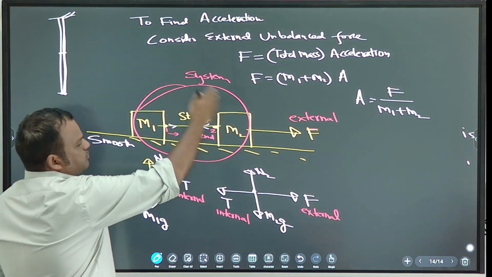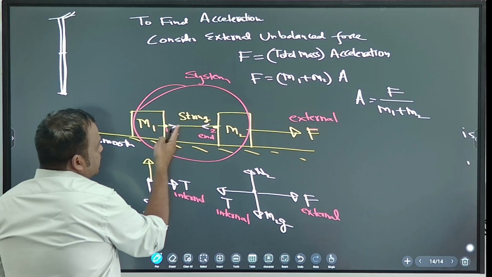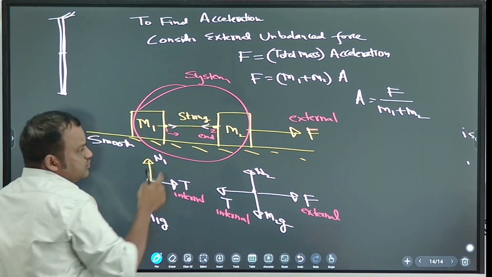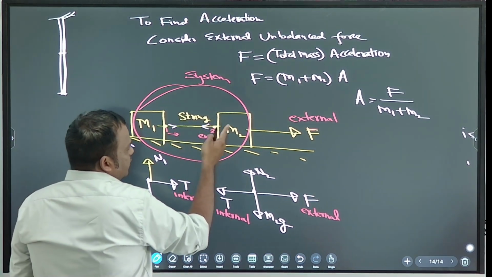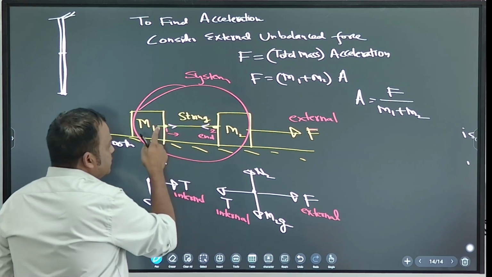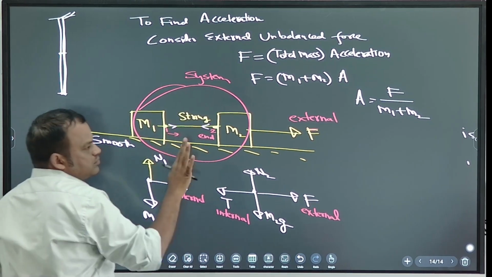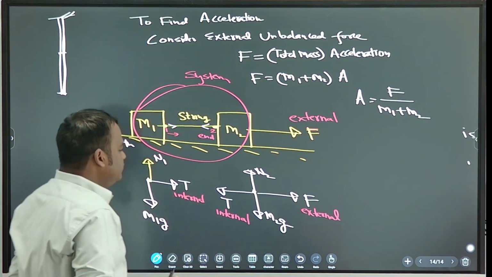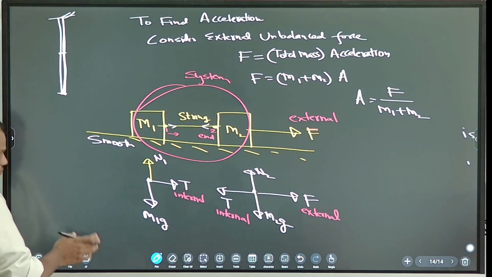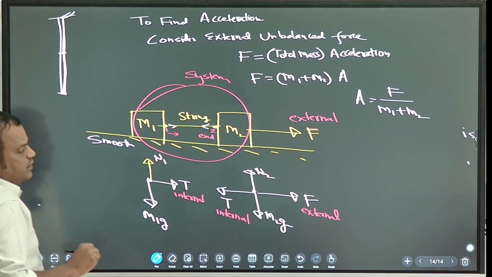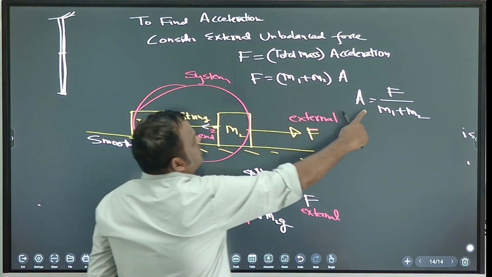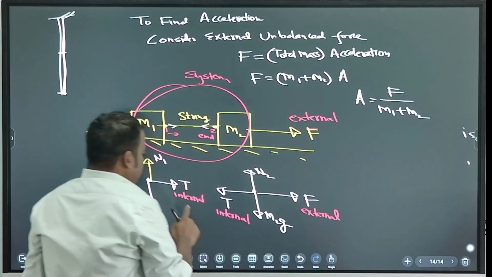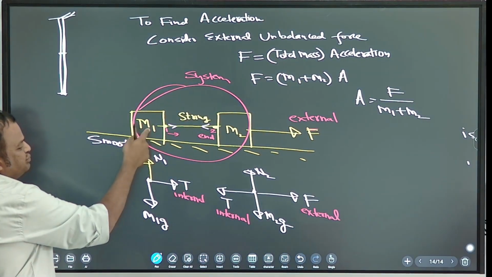So it is like a system. Tension force by string on m1 is internal. Tension force by string on m2 is internal. Right, left, cancel, cancel. And this is external. Okay. So fine. So net external force F is equal to ma, total mass into acceleration.